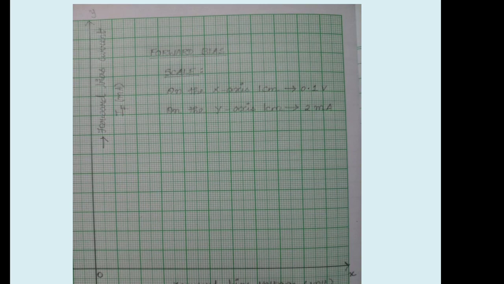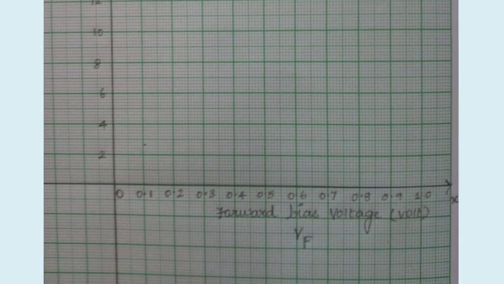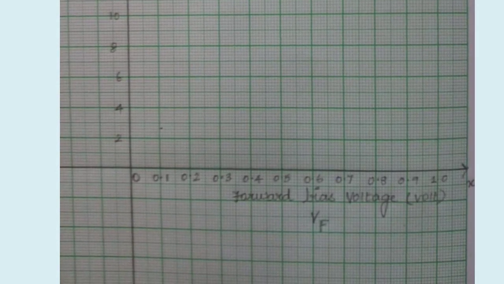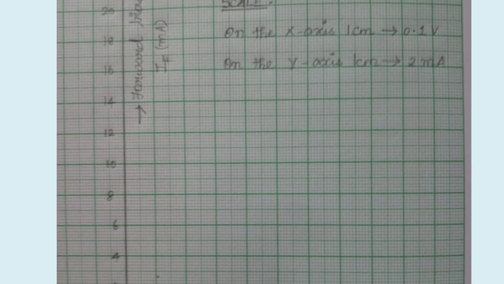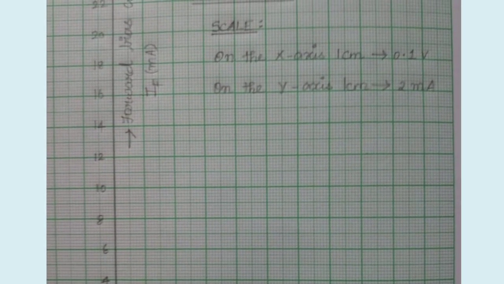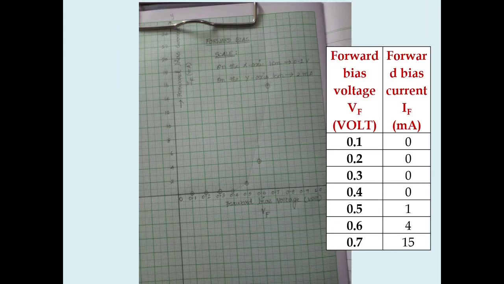So in the next step we have plotted the values. You can see along the x-axis we have plotted 0.1, 0.2, 0.3, 0.4, and along the y-axis it is 2, 4, 6, 8, 10, 12. It goes on like this. So these are the readings for which we are going to plot the forward characteristics.